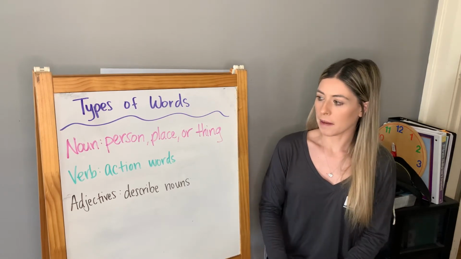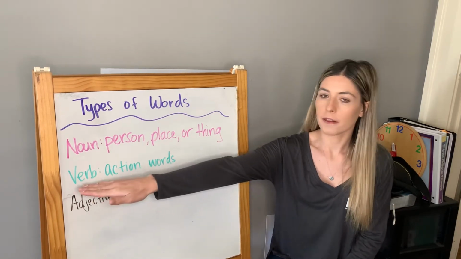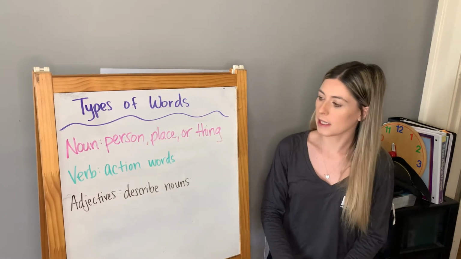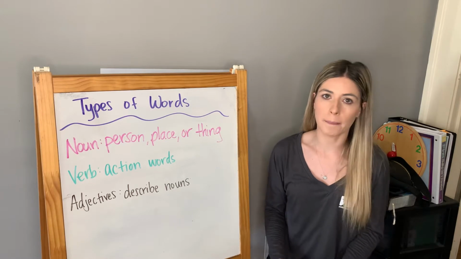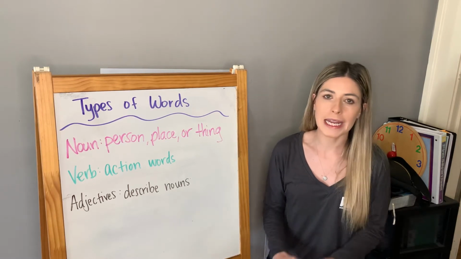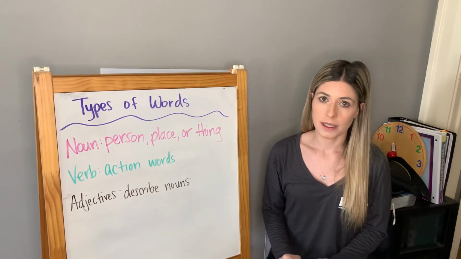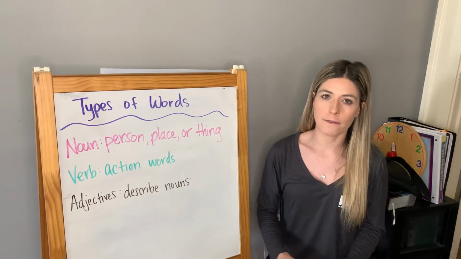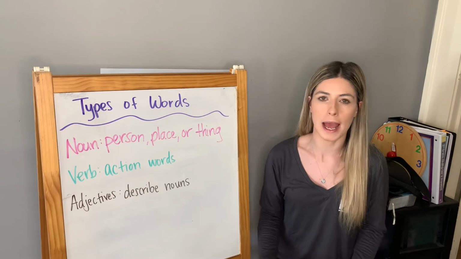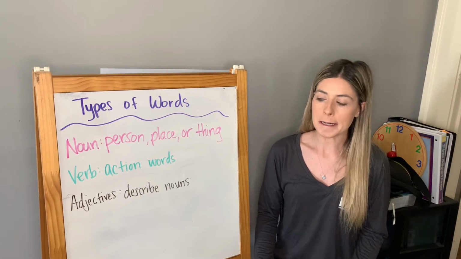So then we came to the verb. The verb is also an important word in the sentence. The verb is your action word, so something you can do. So jump, run, walk, any action words. Some of you are still getting confused on what a verb is. Our verb is the action or the thing happening in the sentence.